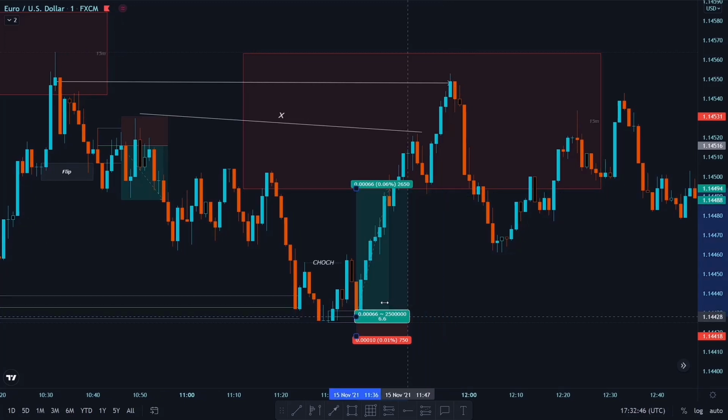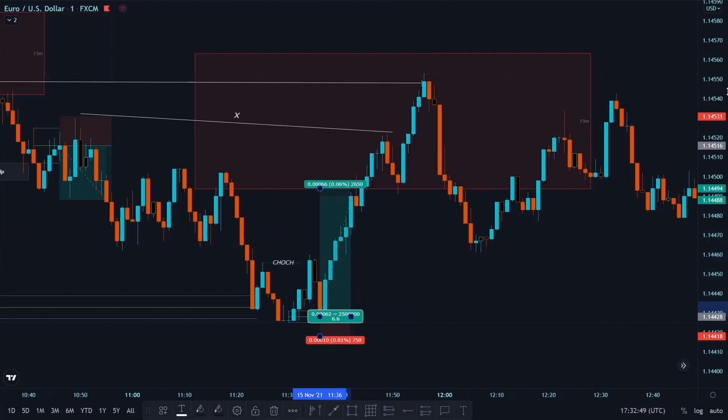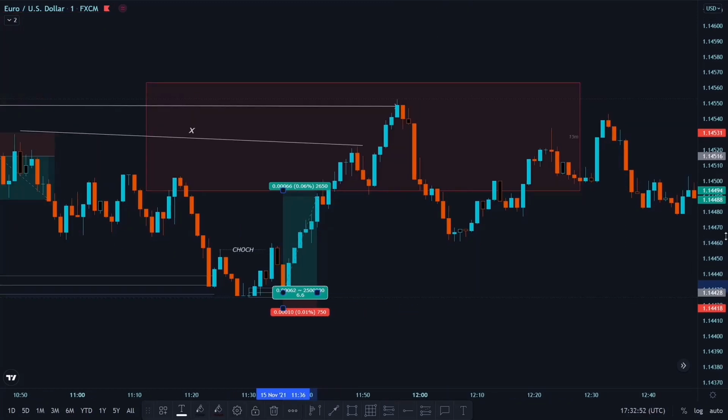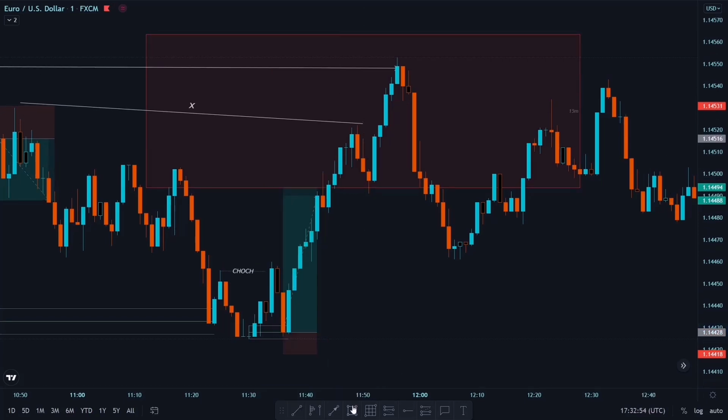So also we have a supply and demand to supply flip here. So this was our demand, and I marked this hole. So what happened is we just tap in here, we get reaction, and we fail this reaction here. So this becomes our flip.